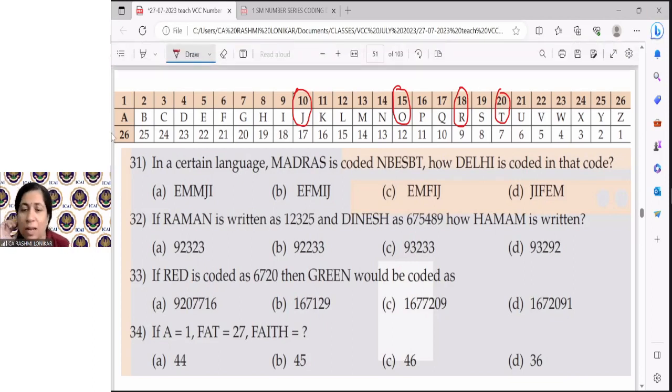Okay, so that is one way of saying that A is equal to 1. So this becomes your ascending series. Also, it may be possible that you put A is equal to 26, and then this is going to be a decreasing series. So A is 26, so what will happen? Z is equal to 1.